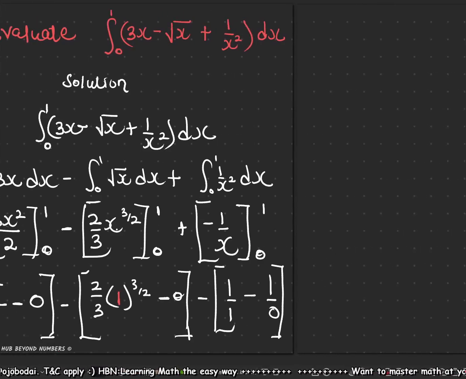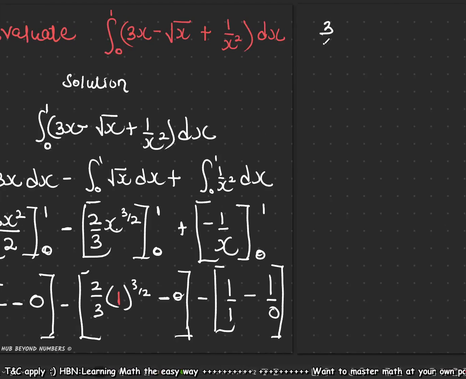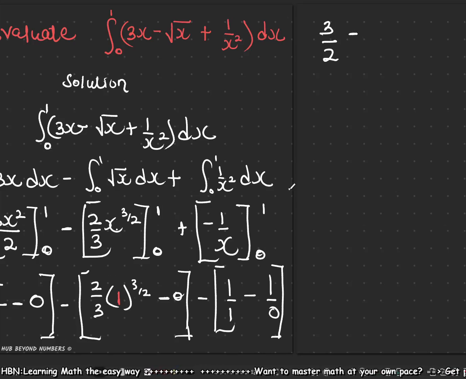If not, all this here would have given us, so this gives us 3 over 2. So 3 over 2 minus 0 is still the same thing. Then minus, this also gives us 2 over 3.